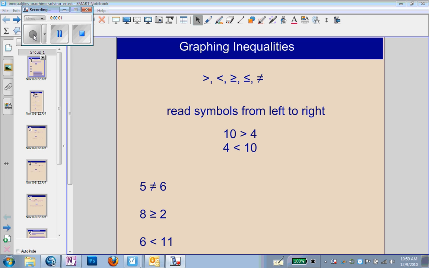graph inequalities and solve inequalities. But we first need to learn how to work with the notation. The first thing you need to understand is that math notation is always read from left to right.